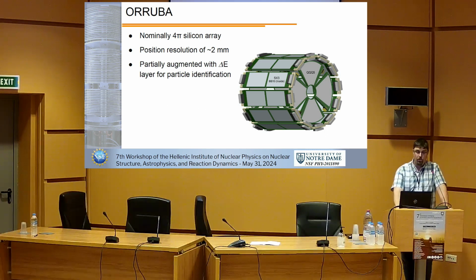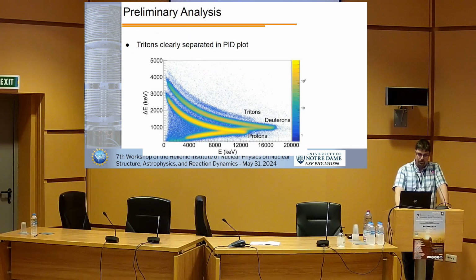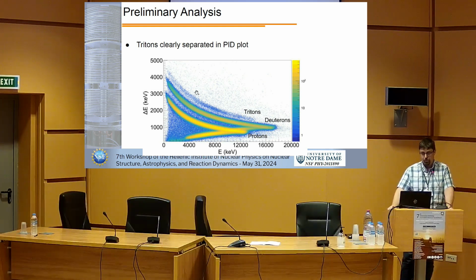But the main goal of this was actually to get the gamma rays. So even with the straggling, we're able to get a nice clean triton plot from our silicon detector arrays, so we can cleanly separate events related to triton production from those from the deuterons and protons.